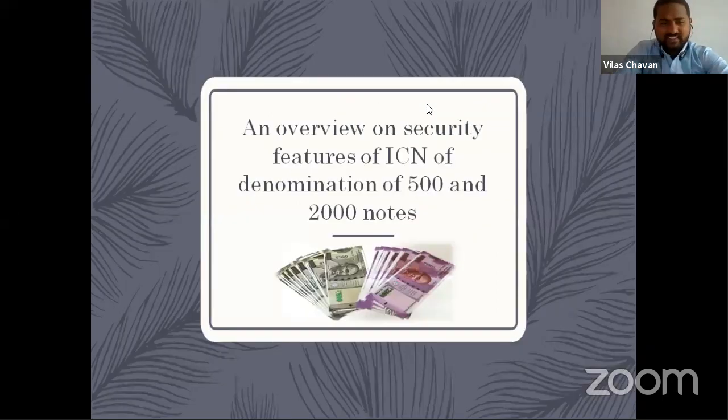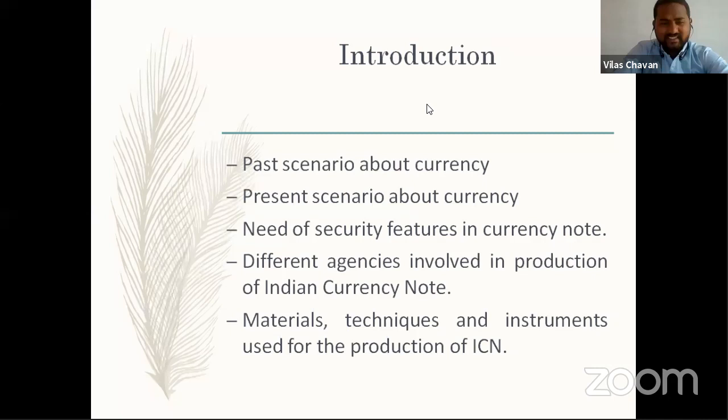So we will discuss the past scenario about currencies and the present scenario, the need of security features in currency notes, then the different agencies involved in the production of Indian currency notes, then the materials, techniques and instruments used for the production of Indian currency notes.